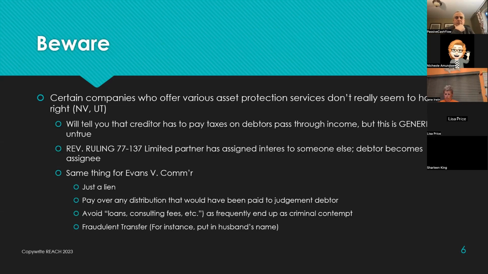One of the typical rulings is that a limited partner has assigned their interest to someone else and the debtor becomes the assignee. So it's the same thing in Evans versus Commander. It's just a lien. Think about a charging order as a lien, and that lien says you have to pay over any distribution that would have been paid to the judgment debtor.